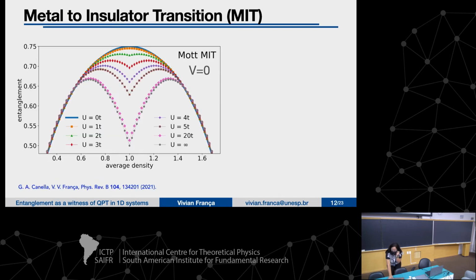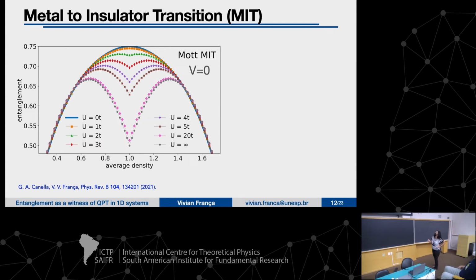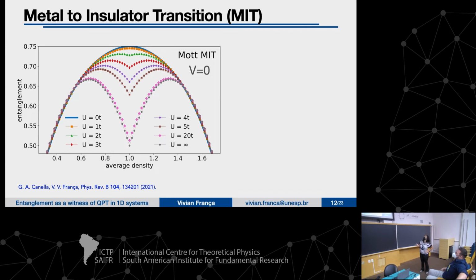Now let's take a look at the metal to insulator transition. I will start with the simple MOT one. Here there is no disorder, so it's the homogeneous system. Here's the same quantity, the average linear entropy of a single site, averaged over all the sites. And now I vary the particle density, so the filling factor.